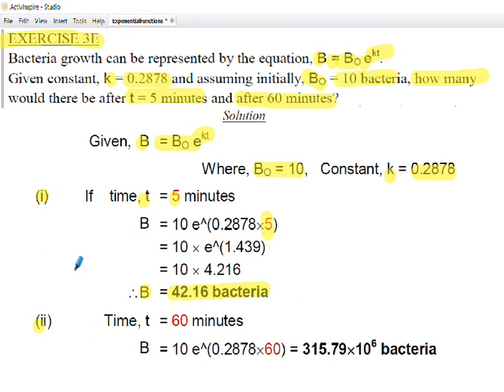Part 2. All we're doing now is changing the time t to 60 minutes and again working out the value of the bacteria. Notice in this exercise how significantly the bacteria has increased between the 5 minutes and 60 minutes duration. So when people talk about the exponential increase of a quantity, you can see the kind of things they're referring to, this exponential growth.